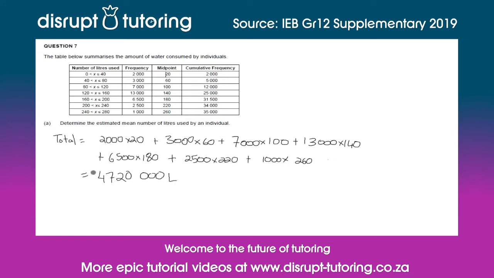They've asked us for the estimated mean, so your estimated mean will therefore equal your total divided by your cumulative frequency. In this case, it'll be 4,720,000 divided by, in the table, the total cumulative frequency, which is 35,000. If I pop that into the calculator, I get that your estimated mean equals 134.86.